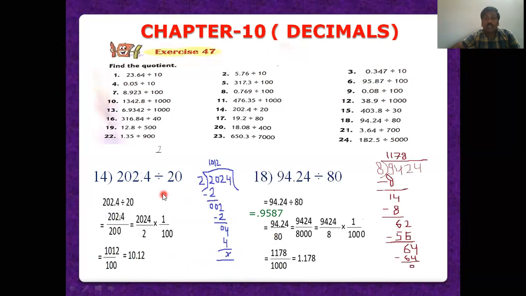Now go to the next type of questions, question number 14 to 24. Let us see question number 14: 202.4 divided by 20. This is the process. This is a very easy process.